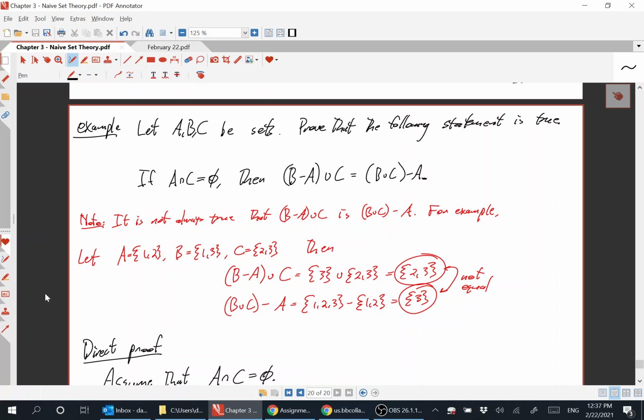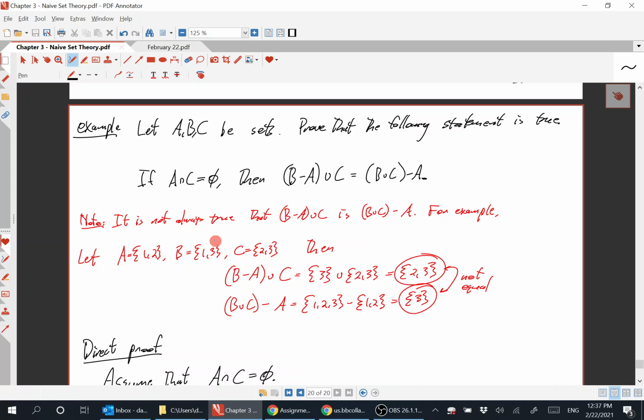So let A, B, C be sets, and you want to prove the following statement is true. If A intersection C is the empty set, then B minus A union C is equal to B union C minus A.